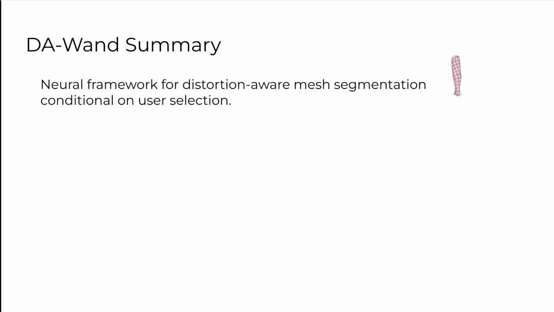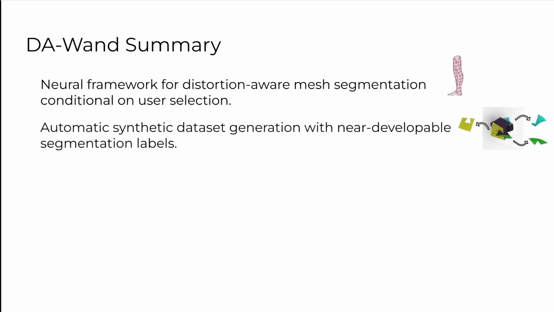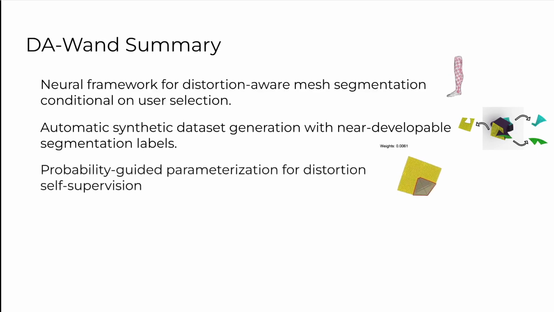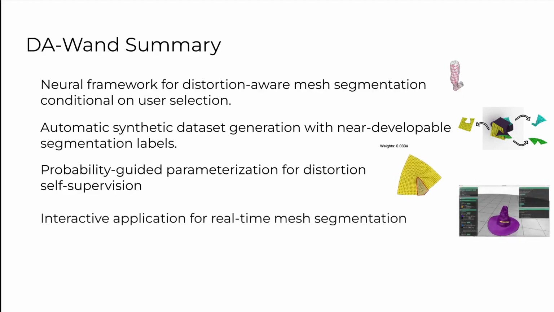To summarize, our work contributes a neural approach to generating distortion-aware local segmentations conditioned on the user selection, a method for generating synthetic data for near-developable segmentation, a self-supervised training framework which enables losses based on distortion energies from the predicted parameterization, and finally, an interactive application which users can use to segment meshes in real time.